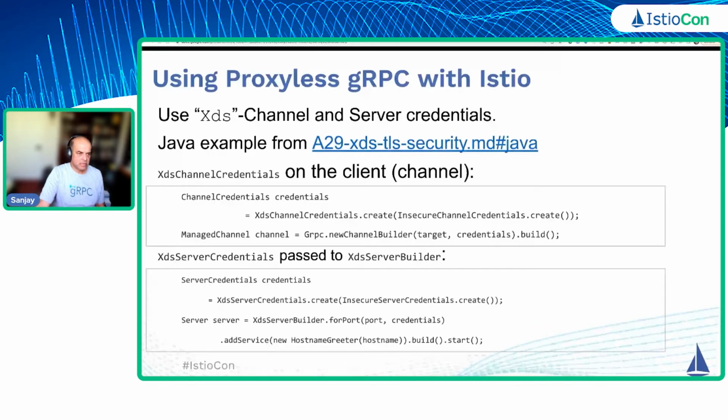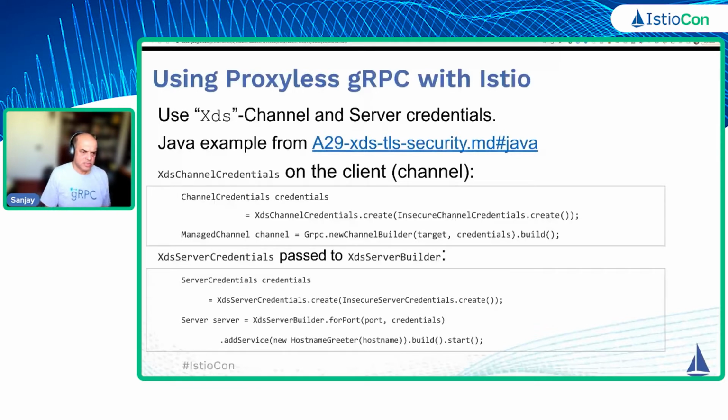Note that the developer could use another credential here. For example, they could use a TLS credential or ALTS credential or even insecure credentials to force the usage of those security modes, even when XDS is used for, say, traffic management or load balancing.